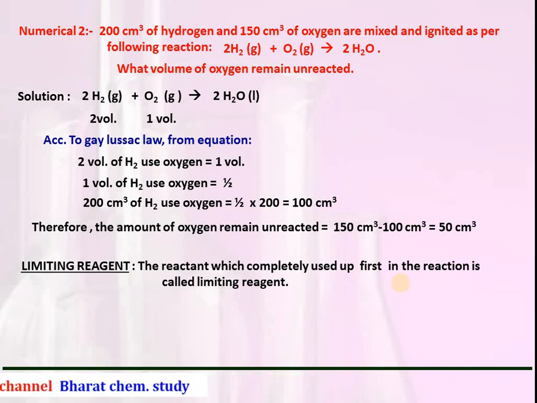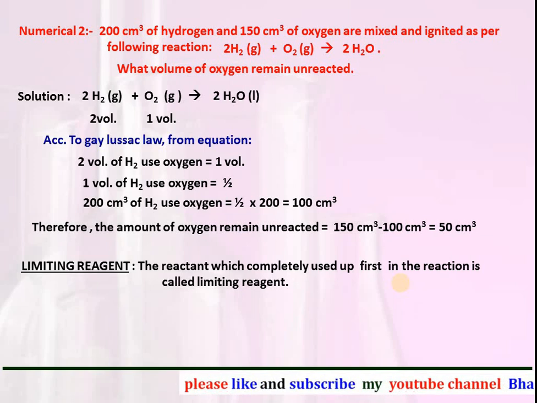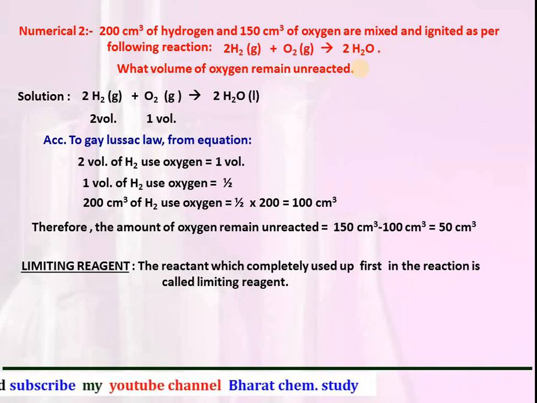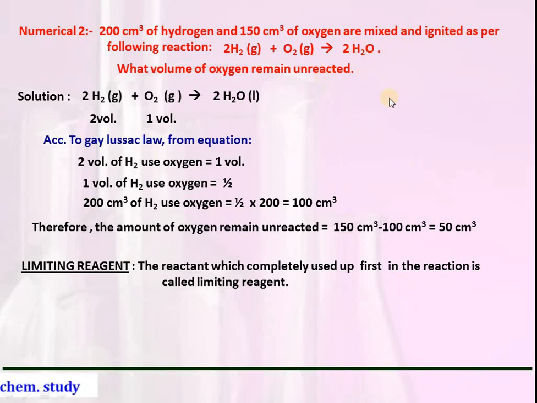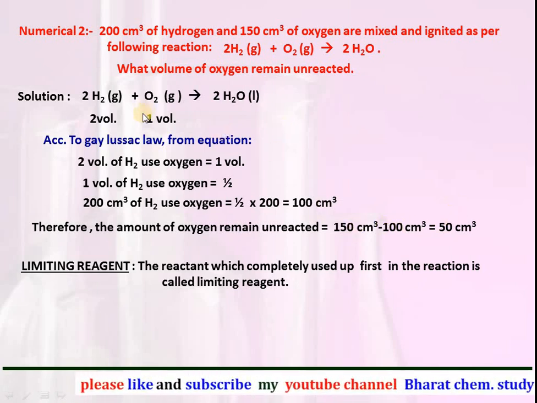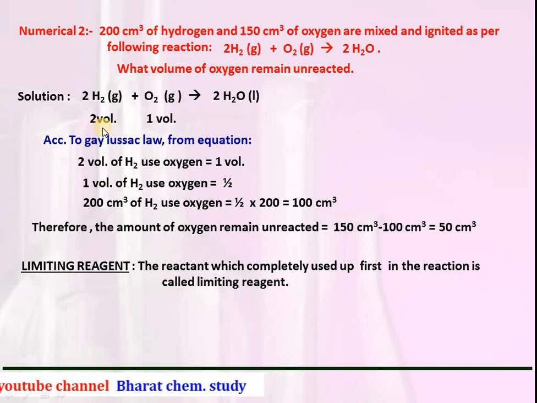Limiting reagent. The reactant which is completely used up first in the reaction is called the limiting reagent. In the above reaction, hydrogen gets used up and oxygen still remains unreacted. Therefore, we can say that in the above equation, because hydrogen finished first, hydrogen acts as the limiting reagent.